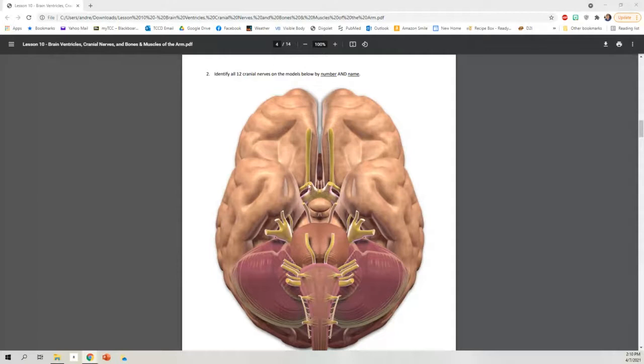So see this X structure that we see right here? This is cranial nerve number 2, called the optic nerve. So these are the 2 branches of cranial nerve number 2. The best way for you to identify it is because of this X. So this X is called the optic chiasm.